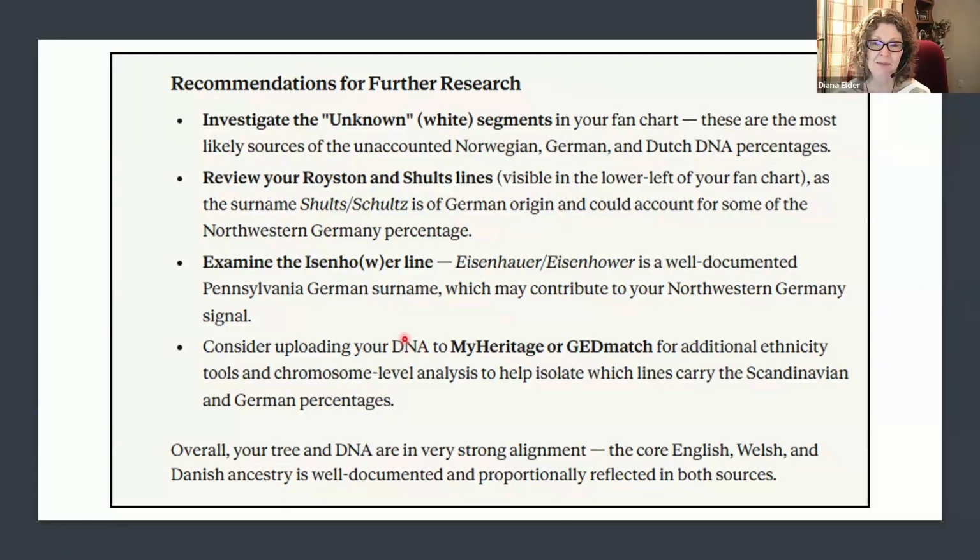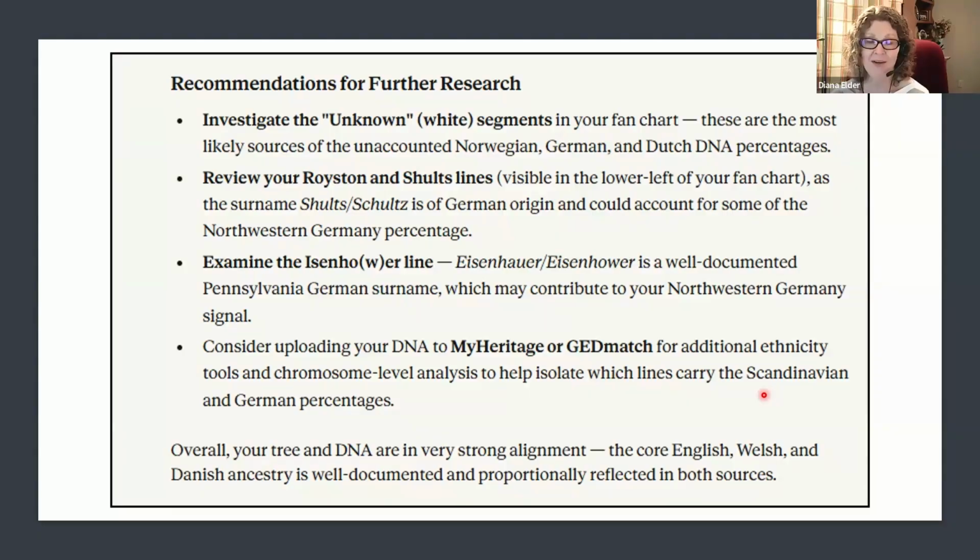And then the idea to upload to MyHeritage or GEDmatch for additional ethnicity tools and chromosome level analysis to help isolate which lines carry the Scandinavian and German percentages. So I haven't done that, but I could certainly take more of the tools and more of the results from those and maybe create a project in Claude or ChatGPT and put in all the data and see what it could help me find. But it does give me the overall: your tree and DNA are in very strong alignment. The core English, Welsh, and Danish is well documented.